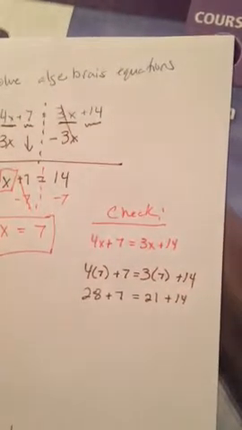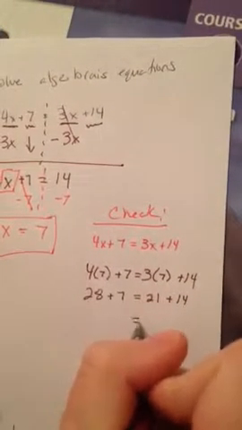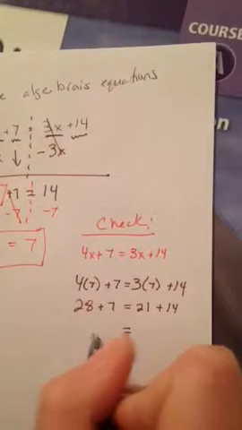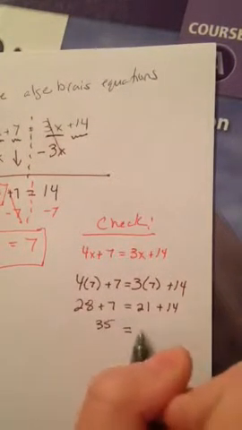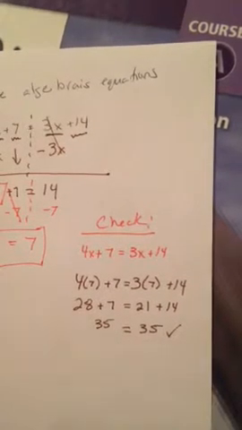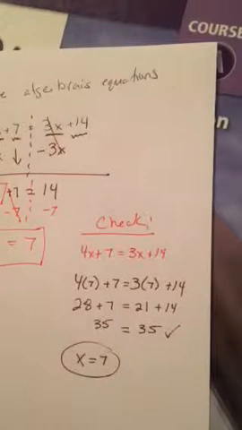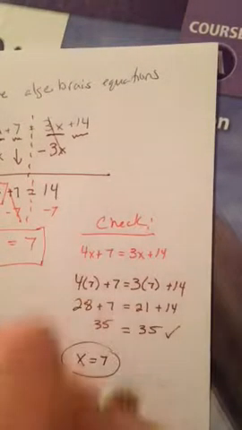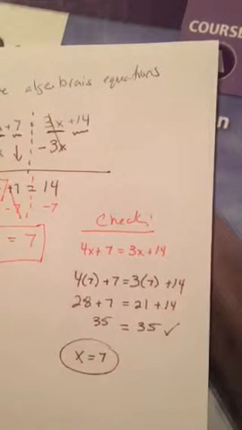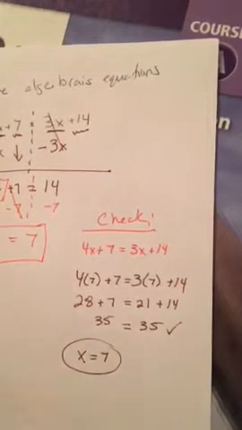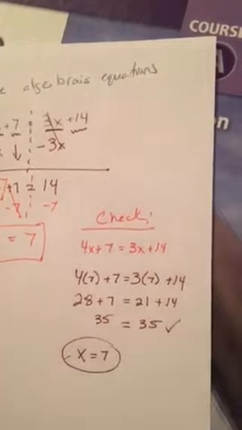So 3 times 7 is 21. And if I add up both sides, 28 plus 7 gives me 35, and 21 plus 14 gives me 35. So I know, in fact, that x does equal 7 because 35 does equal 35. So this is to check my work. On a test, you should know if you got the answer right or wrong because you can check your work and make sure you did it right. If this had not been the right answer, I would have gone back and checked my work.